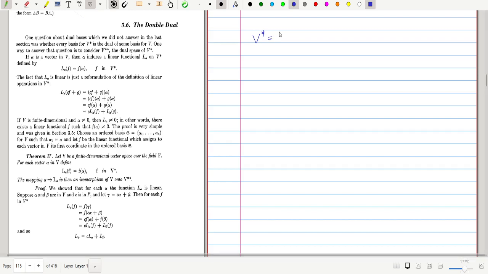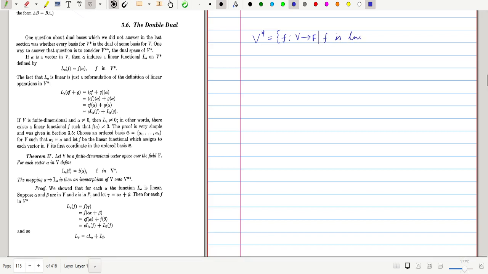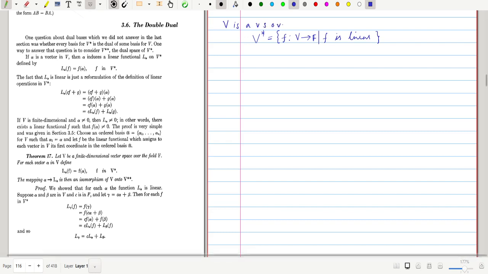This is the set of all linear functionals, that is, linear functions from V to F, where F is the field. So this is the dual space of V. V is a vector space over F. If this is the case, then V star is the dual space for this V.